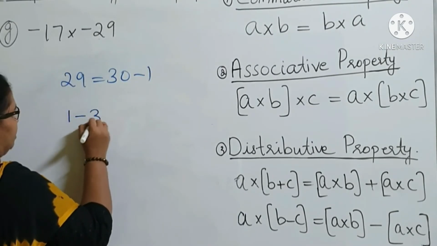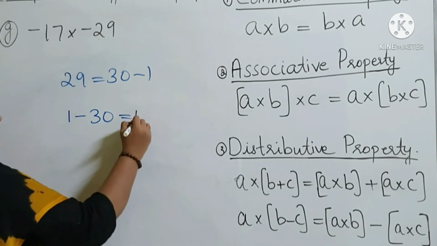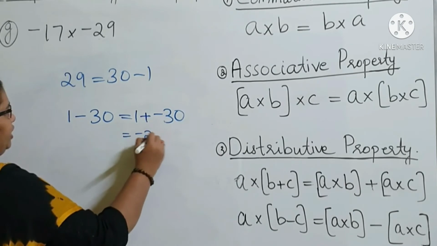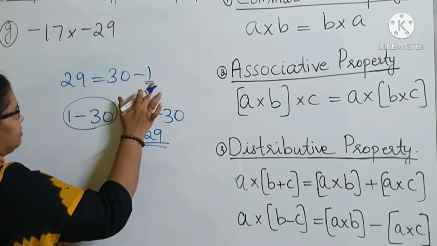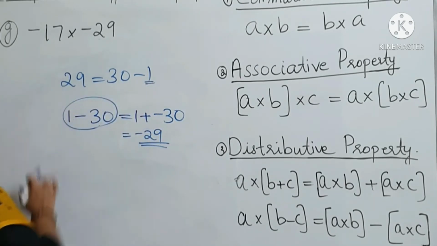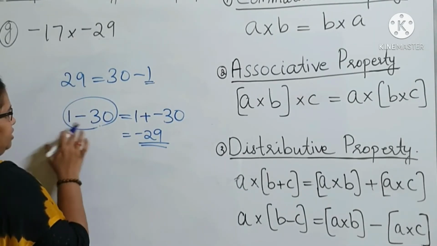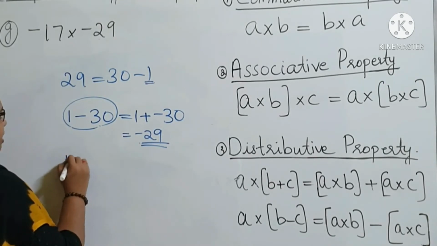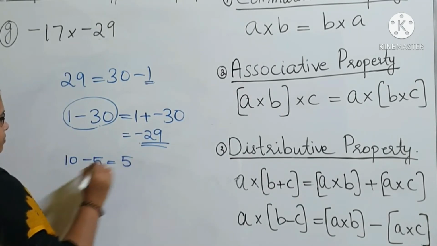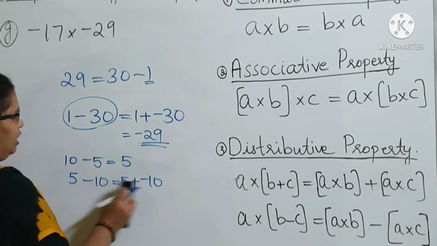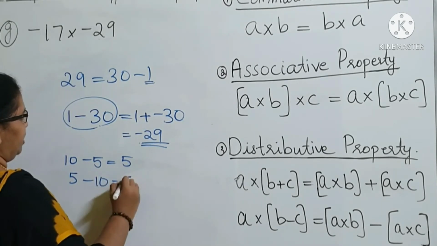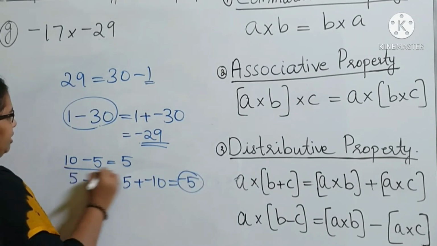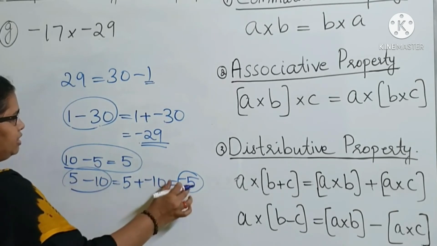Then what is 1 minus 30? 1 minus 30 is 1 plus negative 30, and that is equal to negative 29. Here we subtract a small integer from a bigger integer, so the answer is positive. When we subtract a bigger integer from a small integer, the difference will be negative. Then 10 minus 5 is equal to 5. Then what is 5 minus 10? Add the additive inverse. That is 5 plus negative 10, which is equal to negative 5. So 10 minus 5 is 5 and 5 minus 10 is negative 5.